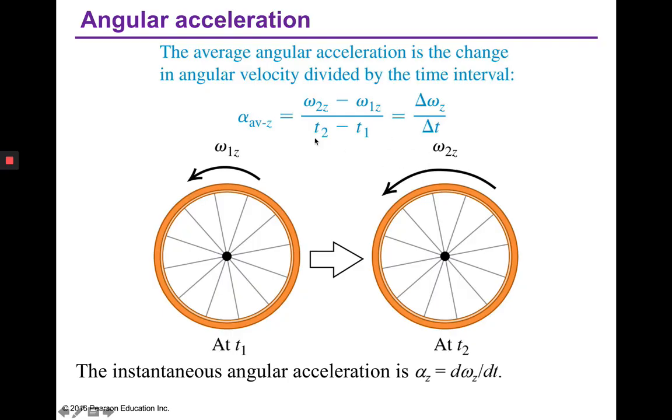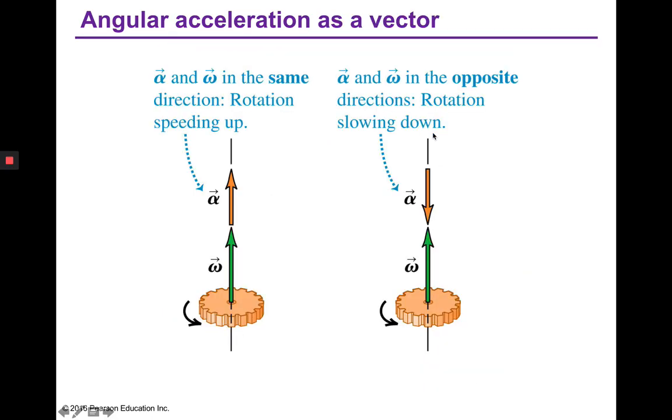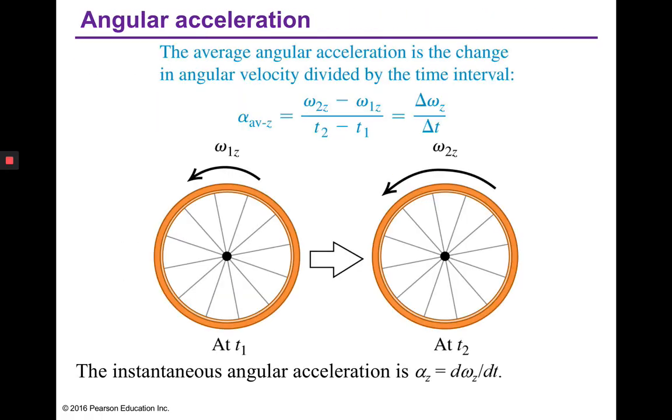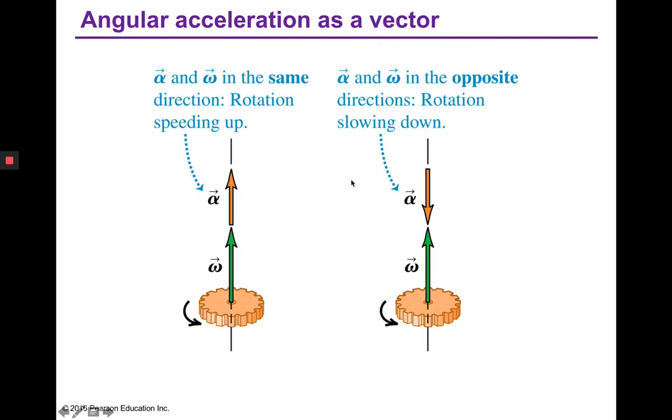Okay, then we could define an average angular acceleration as change in omega over change in t. Take the limit as delta t goes to 0, and we would get an instantaneous angular acceleration. Just like with regular velocity and acceleration, when those two objects point in the same direction, you're speeding up, and when they point in opposite directions, you're slowing down.